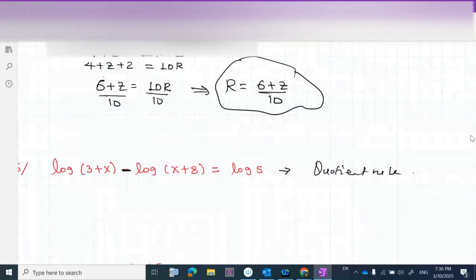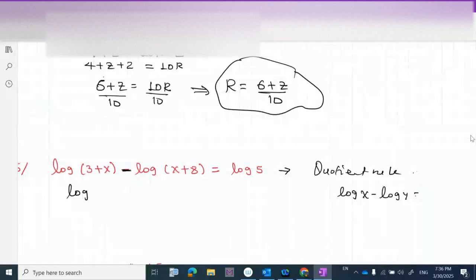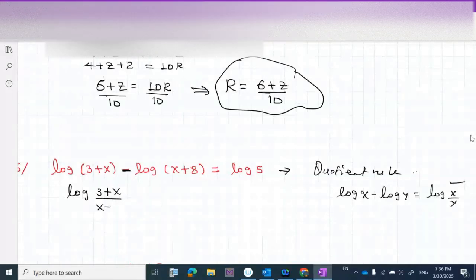That means this is logarithm of, because remember, log of x minus log of y is the same as log of x over y. This is the rule of logarithm. You have to remember. So this is going to be now log of 3 plus x over x plus 8 equals logarithm of 5.